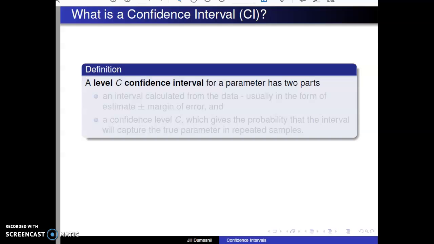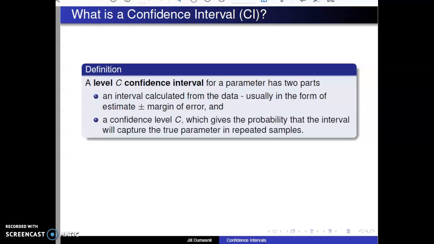A level C confidence interval for a parameter has two parts: an interval calculated from the data, usually in the form of an estimate plus or minus a margin of error, and a confidence level C, which gives the probability that the interval will capture the true parameter in repeated samples.